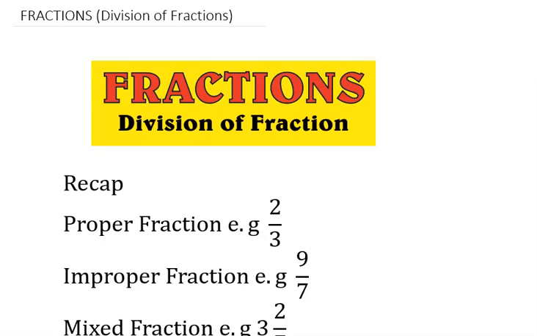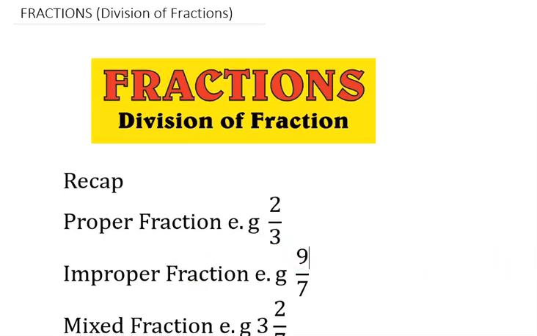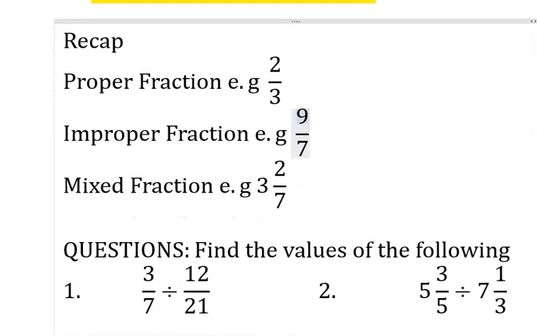A quick recap: we have three types of fraction. We have proper fraction, improper fraction, and mixed fraction. A proper fraction is when the numerator is less than the denominator, like we have here. Improper fraction is when the numerator is greater than the denominator, like we have here. While a mixed fraction is when we have a whole number and a proper fraction by the side.